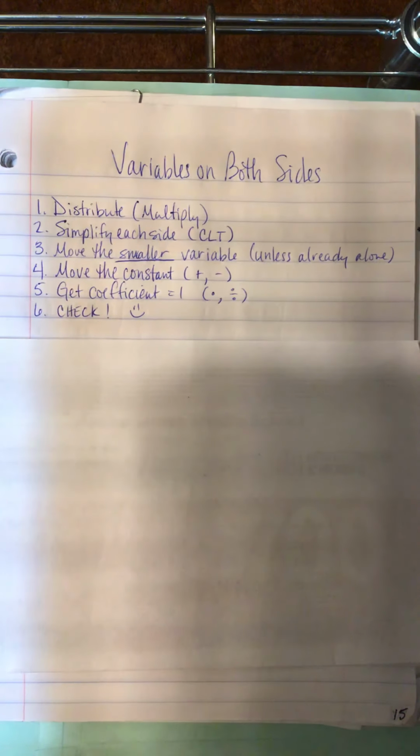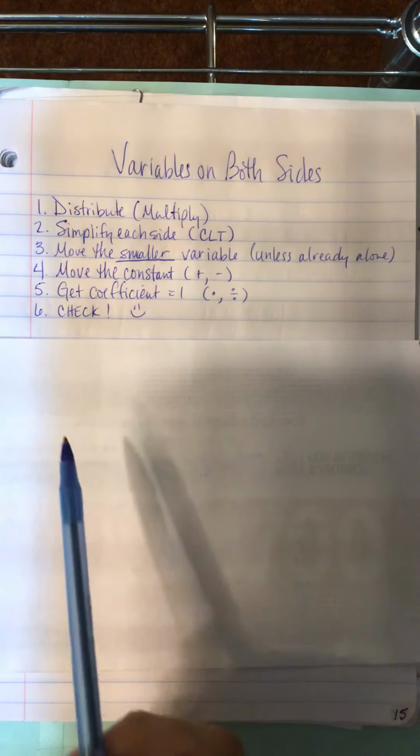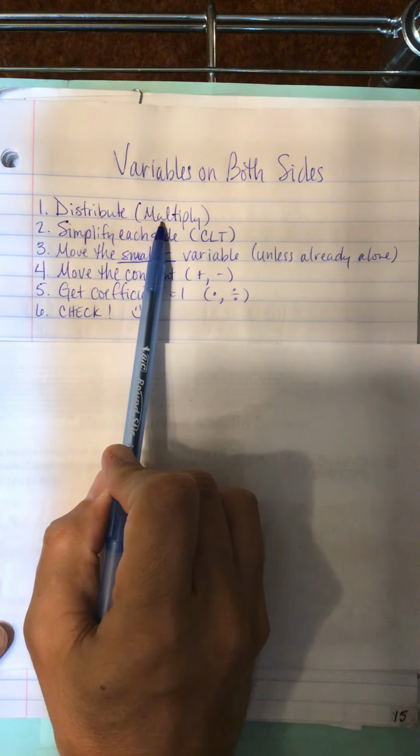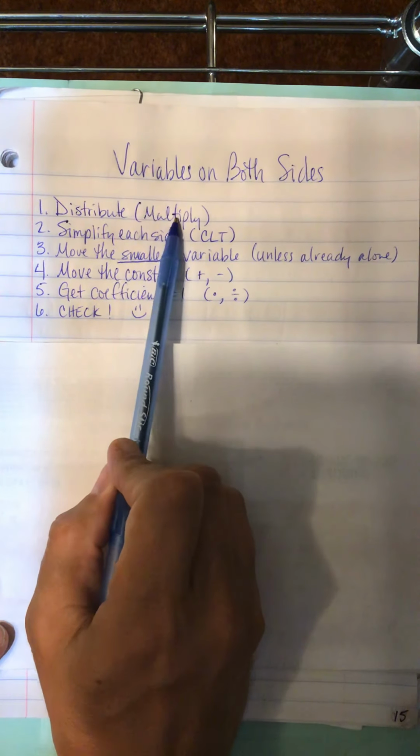Alrighty guys, we're going to move on with some more solving of equations. This time we're going to look at equations that have variables on both sides. You're going to see that a lot of our steps are very similar to what we've had already. We're going to start off by distributing, which is multiplication. Remember, the number outside the parentheses gets multiplied by everything inside the parentheses.